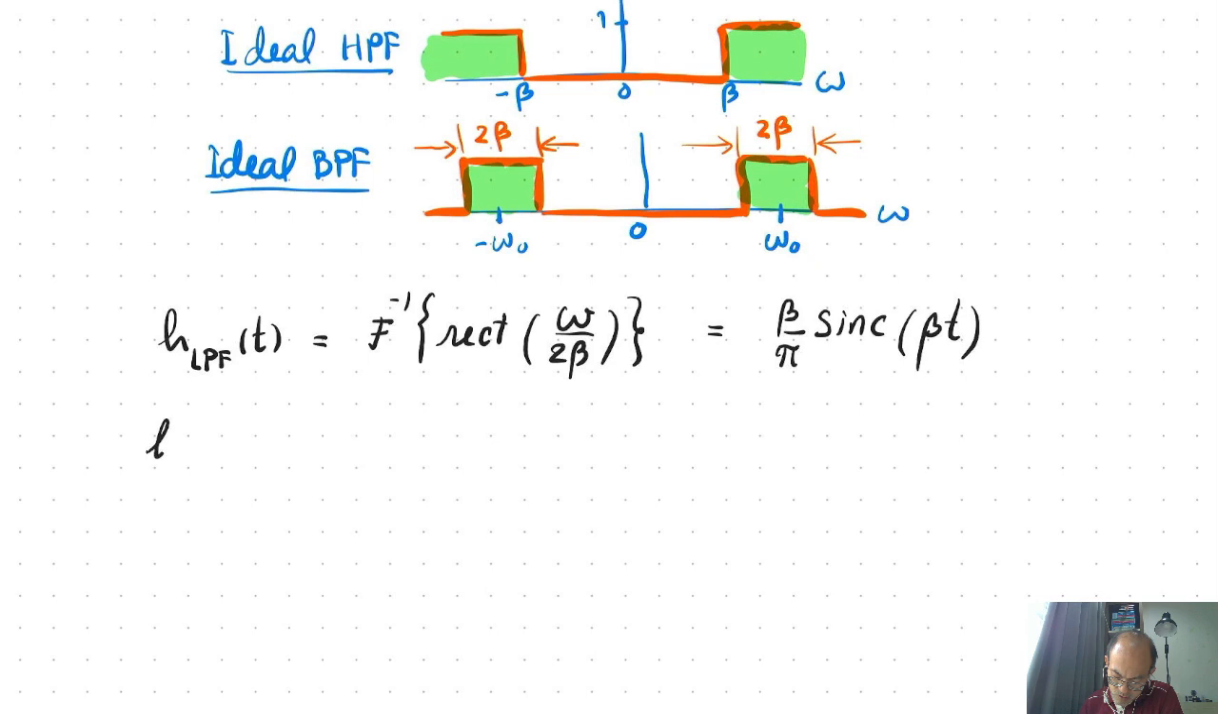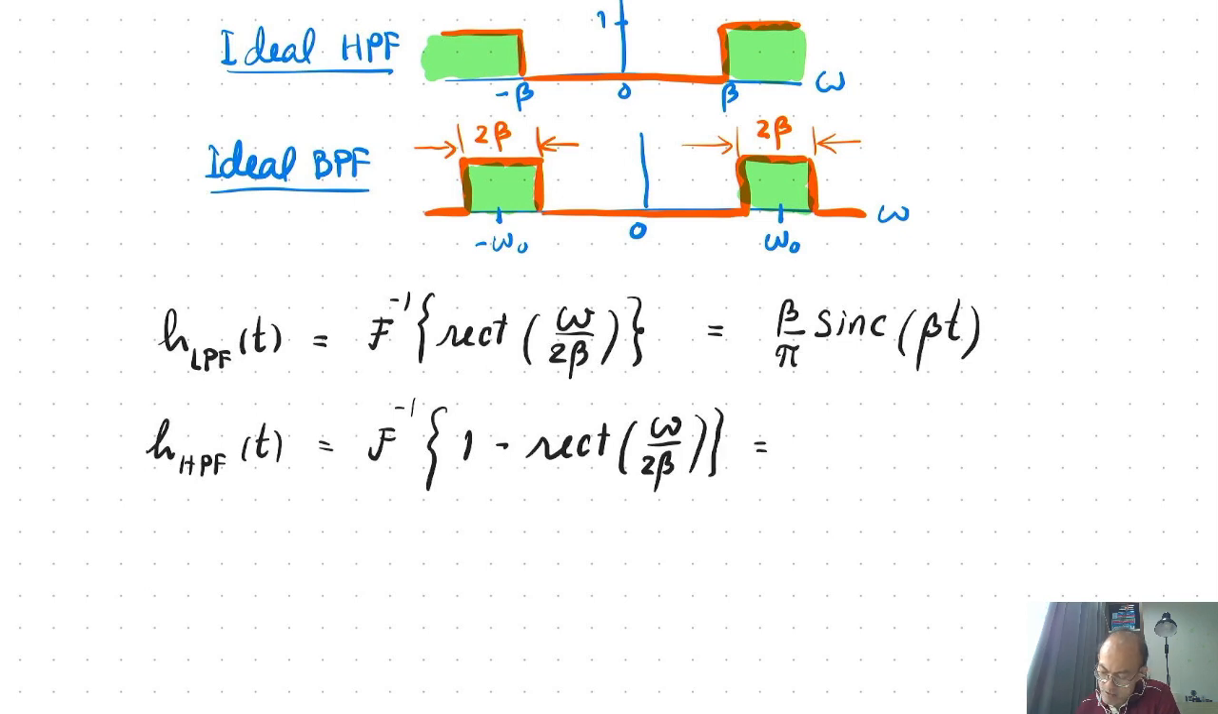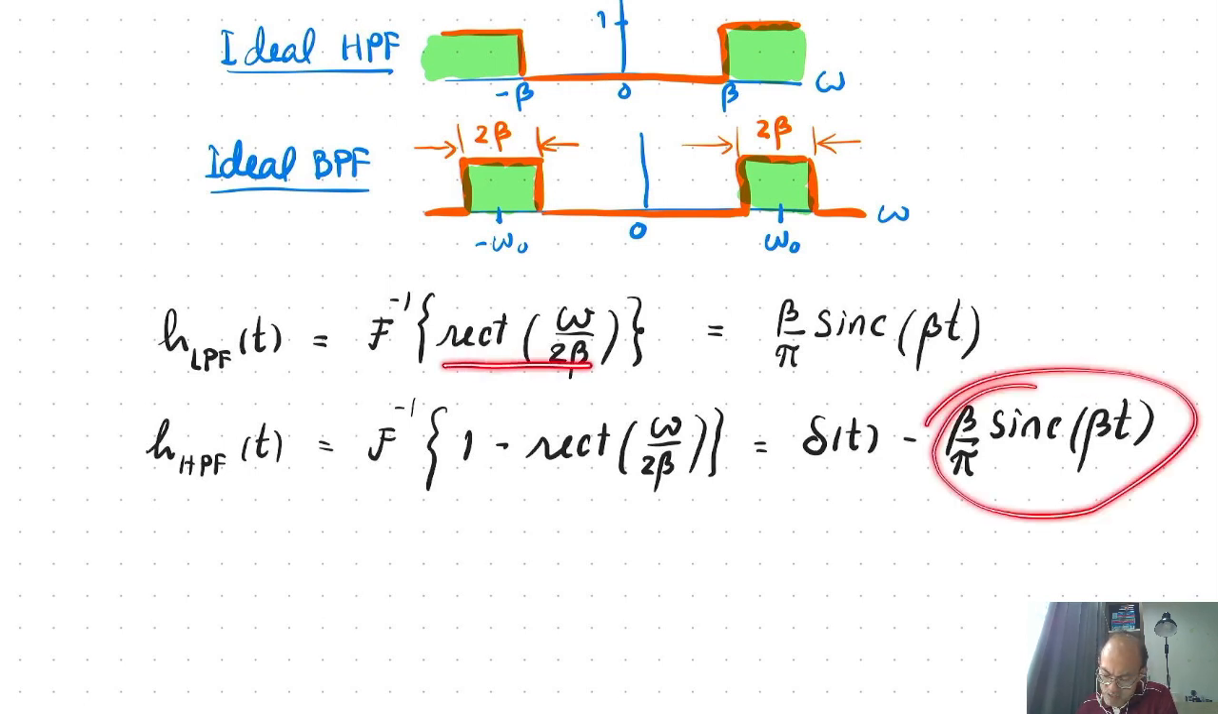And as for the ideal high pass filter, the impulse response can be found by taking the inverse Fourier transform of 1 minus rectangular omega over 2 beta, and by linearity this is equal to delta minus beta over pi sinc beta t. Now the delta comes from 1 here because we know the inverse Fourier transform of 1 is delta. And this guy comes from the Fourier transform of rectangular.